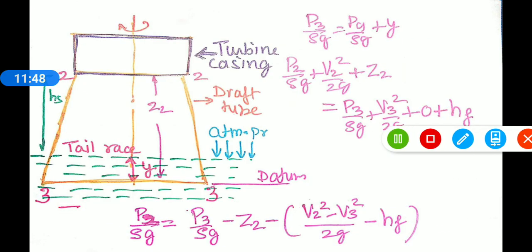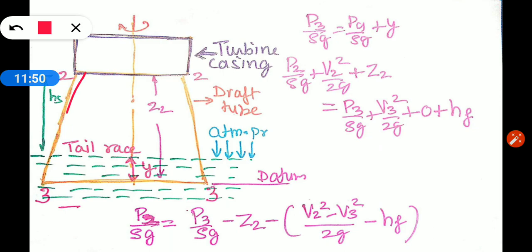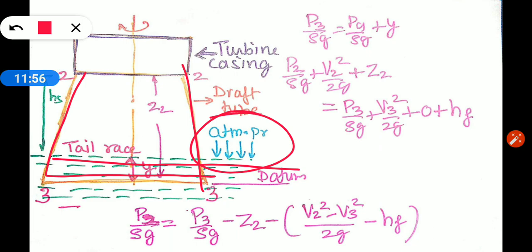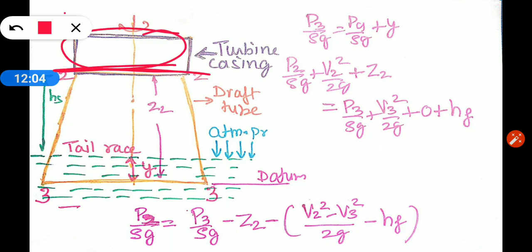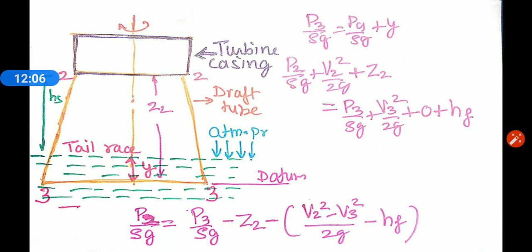So this is what the draft tube is. As you can see, this is the draft tube, and this is the tail race. At the tail race, what is the pressure acting? Atmospheric pressure is acting. Now what is the condition? This is the runner exit, this is the turbine. This is state 2, and this is state 3, the exit.